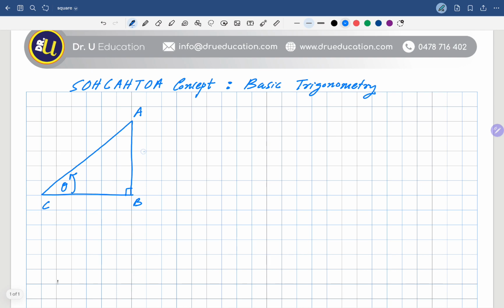So this is going to be opposite. AB is going to be opposite, I would say O. CB is going to be adjacent, I would say A. And then AC is going to be hypotenuse, so it's going to be H.